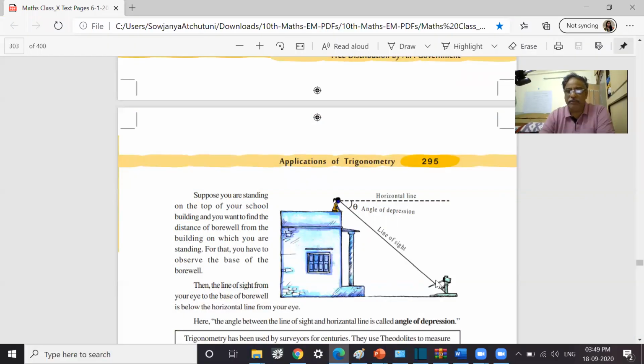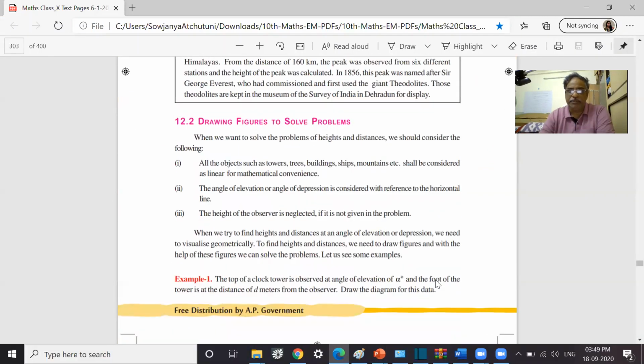One is the angle of depression. You see from the top of the building to a point, this is called angle of depression. If here is theta, then here also it is theta, because this line is cutting two horizontal lines, so opposite angles are equal. So here is also theta. This is angle of elevation, and that is angle of depression.